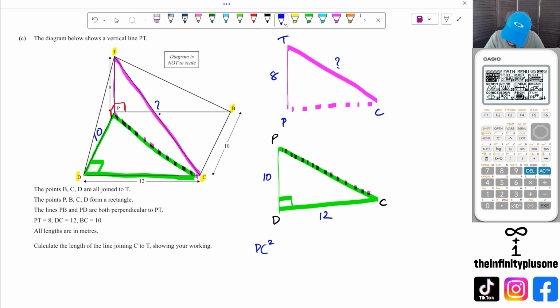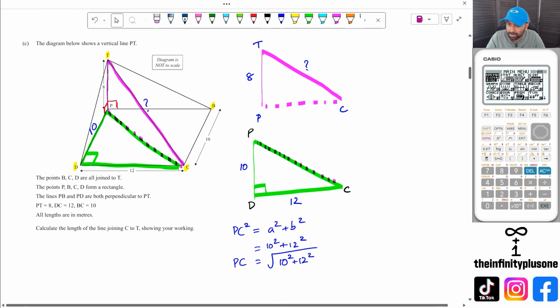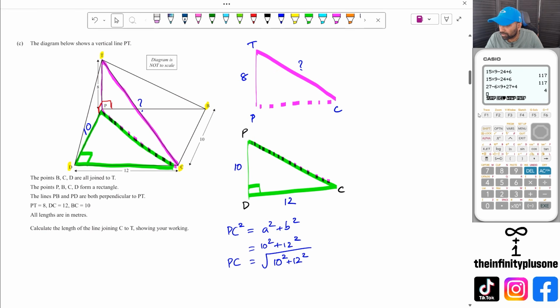So PC squared is a squared plus b squared. So I've got 10 squared plus 12 squared. And then PC is equal to the square root of 10 squared plus 12 squared. So I'm just going to do that in the calculator real quickly. So we've got the square root of 10 squared plus 12 squared, and that's equal to 15.6. So PC is equal to 15.62. That's this measurement here.